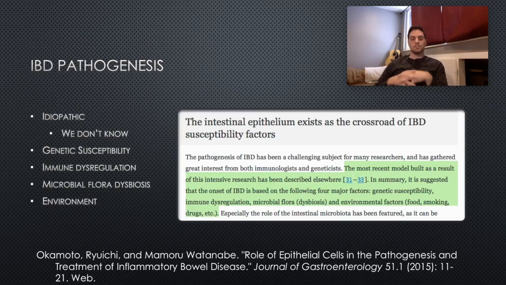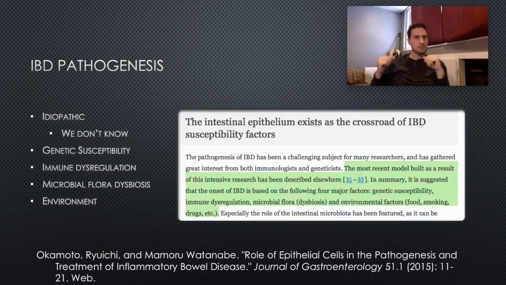Alright, so I think to start this conversation we should start talking about inflammatory bowel disease pathogenesis. And what that means is basically, where does the disease come from? How does it start in our body? And to answer this question shortly, it's idiopathic. We don't exactly know how it starts. But recent research suggests that it's actually a combination of a couple different factors.